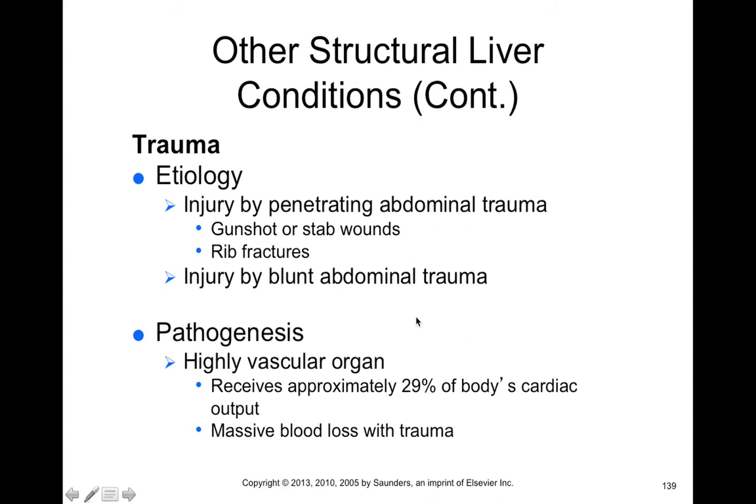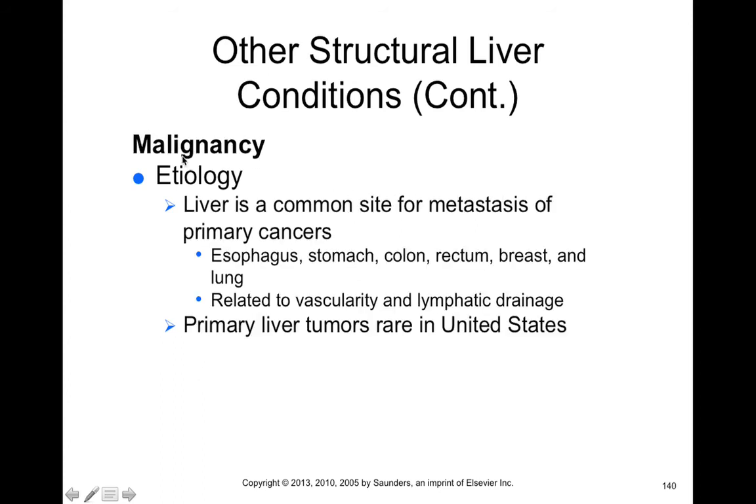If somebody gets hit in the right upper quadrant, it can lead to excessive bruising or hematoma of the liver. Now, because the liver is highly vascular and it receives almost 30% of your cardiac output at rest, this can lead to massive blood loss with trauma. So, liver injury is actually pretty life-threatening.